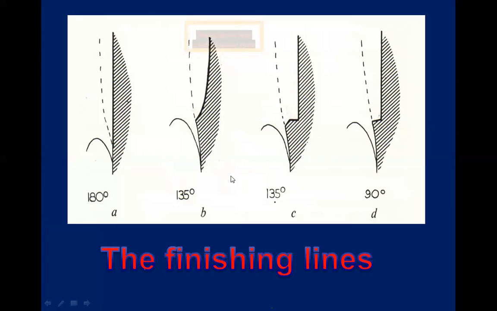This picture shows you the general types of finishing lines, and you are going to see the angulation of the finishing lines: 180, 135, 135, the bevel shoulder, just like the chamfer. You look at the second and third finishing lines, they are considered as chamfers, but it is a bevel shoulder, and the shoulder is a 90-degree finishing line.